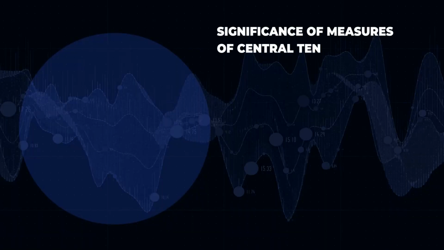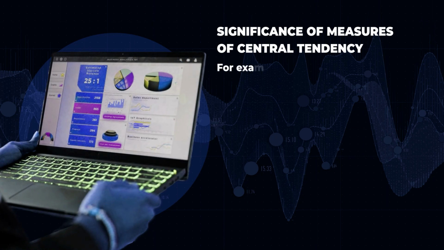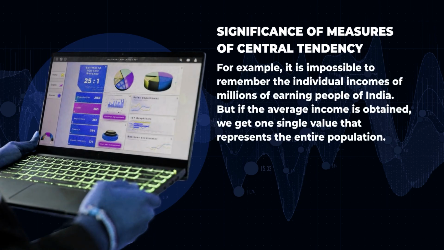As a result, we are able to look beyond the specifics of individual data points and instead pursue the big picture with a more holistic understanding. So, for understanding the significance of measures of central tendency, take an example. It is impossible to remember the individual incomes of millions of earning people of India. But if the average income is obtained, we get one single value that represents the entire population.